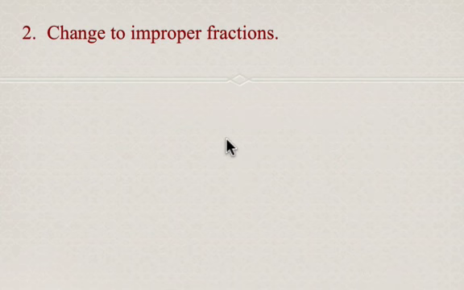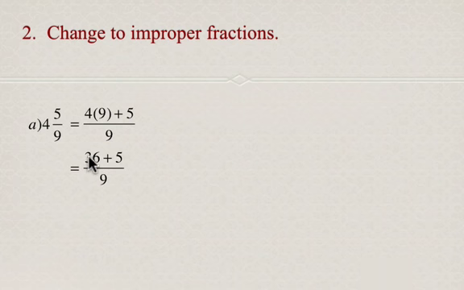So next question, change to improper fractions, and so what we have to do is multiply the whole number by the denominator and then add that to the numerator. So what we're going to do is go 4 times 9 plus 5 over 9. And remember we have to follow order of operations, so we do our 4 times 9 is 36. And then we add the 36 and the 5, and so it comes out to be 41/9, and that's our improper fraction.